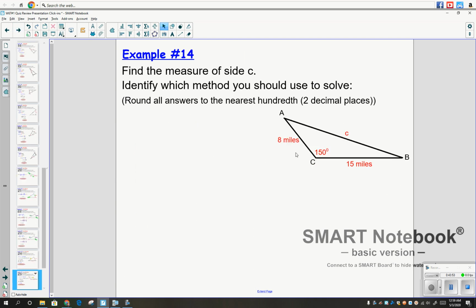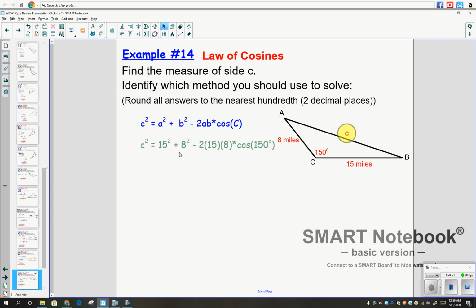Example number 14. Find the measure of side C. Do I have an opposite pair? Well, C and 150 is, but do I have another one? No. Law of cosines. Solving for side C, I'm going to use C squared equals A squared plus B squared minus 2AB times cosine of C. For A, I'm going to use 15 because it's the side across from angle A. I'm going to use 8 for B because it's across from angle B. So 15 squared plus 8 squared minus 2 times 15 times 8 times cosine of 150.